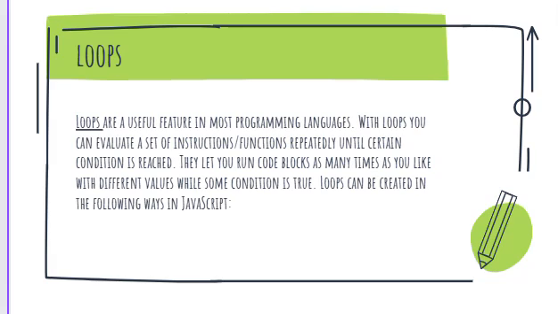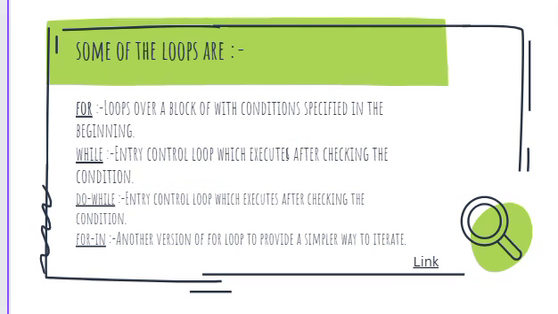For loop repeats a block of code a specific number of times. While loop repeats a block of code as long as a condition is true. Do while loop executes a block of code once and then repeats the loop as long as a condition is true. For of loop iterates over elements of an iterable. For in loop iterates over the properties of an object. These are the loops and I have explained them. Have a look at for, while, do while, for in and for of.